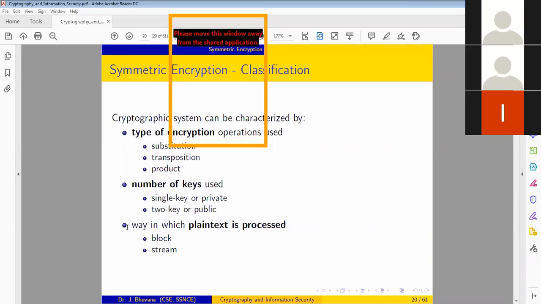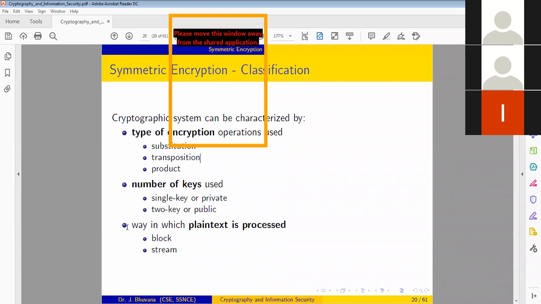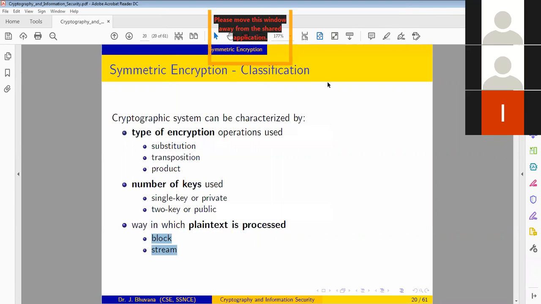So divide the message into equal sized blocks, apply the encryption method over each block, thereby generating a block of cipher text. Once that block's processing is over, take the next subsequent block, apply the encryption, and generate another block of cipher text. That is the block cipher. Otherwise we convert the message into a stream of bits, apply the encryption, thereby generating bits of cipher text. That way we categorize the encryption techniques into block and stream cipher.